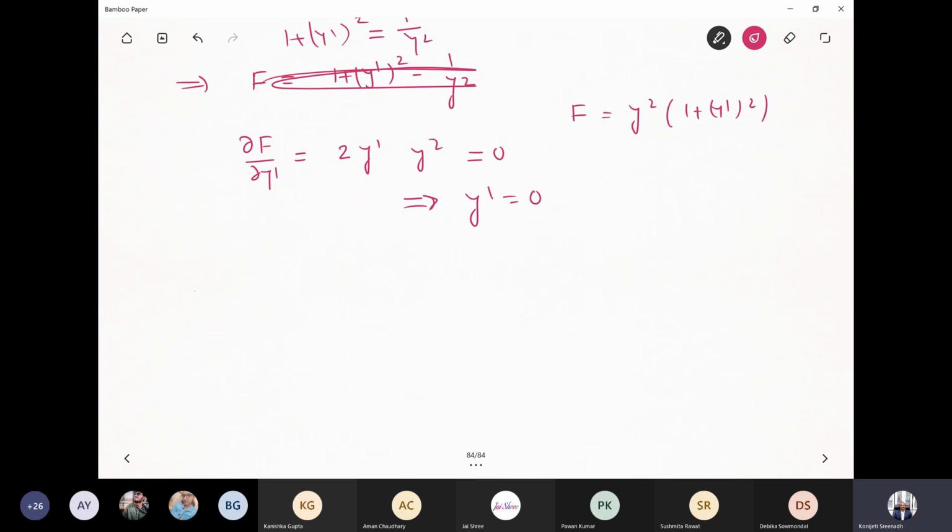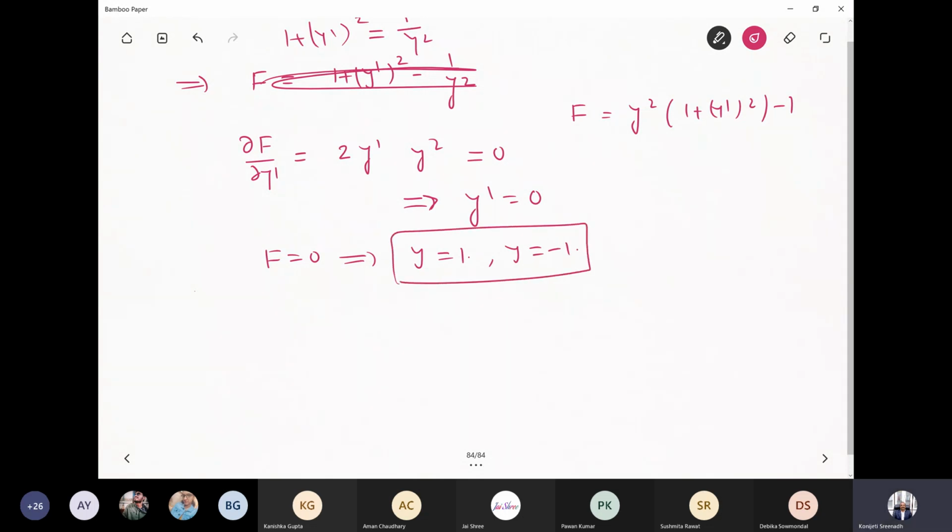So put y prime equals 0 in this equation, minus 1. This implies f equals 0, which implies y equals 1, y equals minus 1. So these are the envelopes that we are getting.